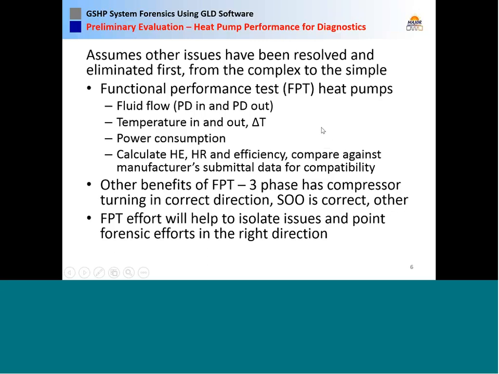But a functional performance test also reveals problems on sequence of operation and how the system is controlled. Because if you cannot manage a functional performance test, that's probably part of the problem right there. We've also seen issues where on three-phase heat pumps the electrical connections were reversed and the compressors were running backwards. So a lot of little things can be revealed from simple testing.